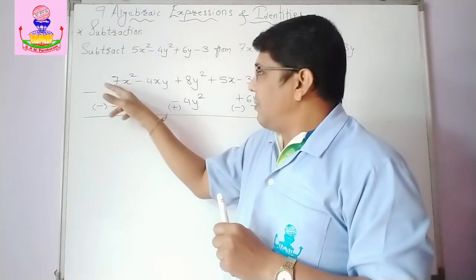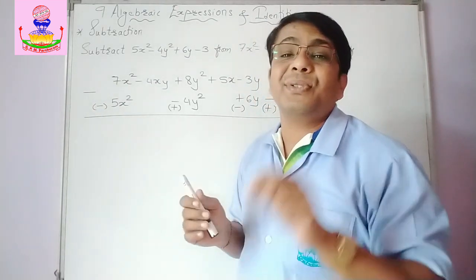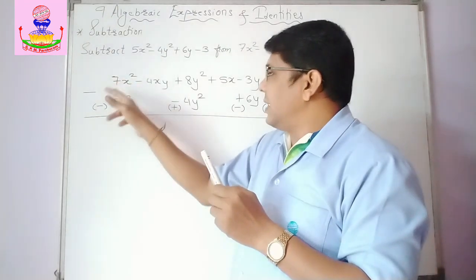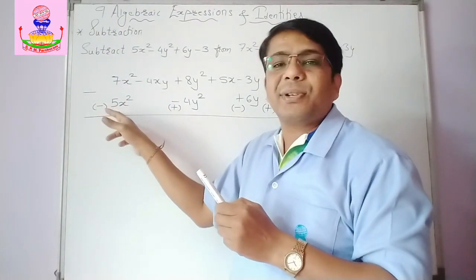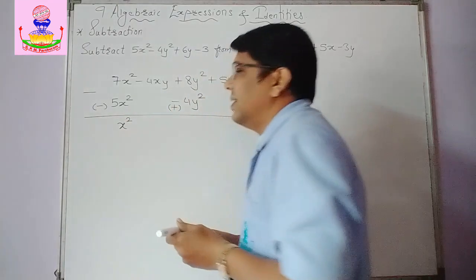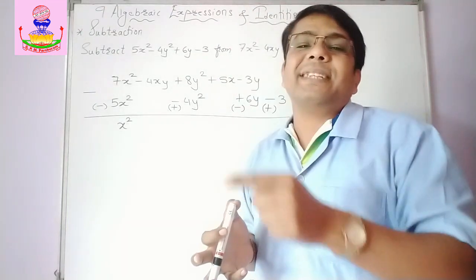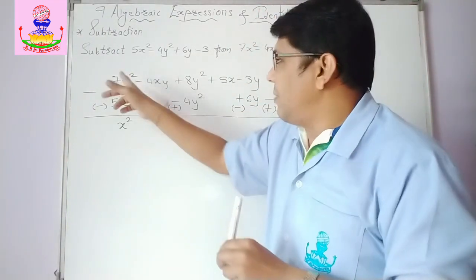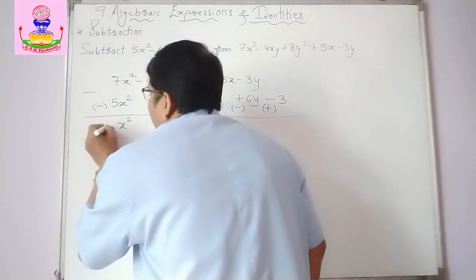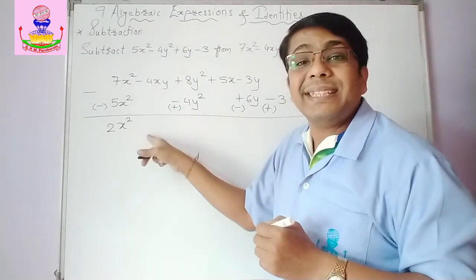Okay, now here 7x square minus, I am going to take into account the sign which is in the bracket. So 7x square minus 5x square. So x square as it is. We write the variable as it is, and what we do is subtraction of the coefficients. So 7 minus 5, regular subtraction. 7 minus 5 is 2. Now here there is nothing, so this term will come as it is.